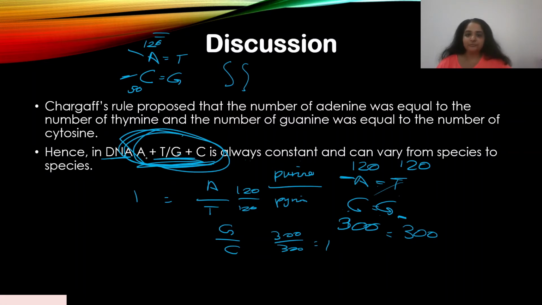If you add 120 plus 120, that will be 240, and if you say 300, 600, this particular ratio will always be constant for a particular species, but it will vary from species to species. If you just take one species into account, it should be constant over there. Okay, clear? So the number of purines will always be equal to the number of pyrimidines, but when you take the ratio A plus T over G plus C, that will more or less be constant, but can vary from species to species.